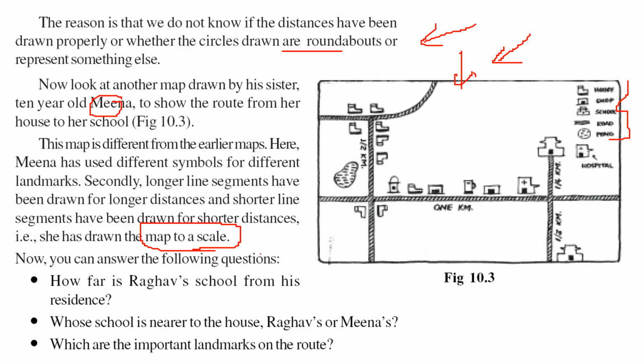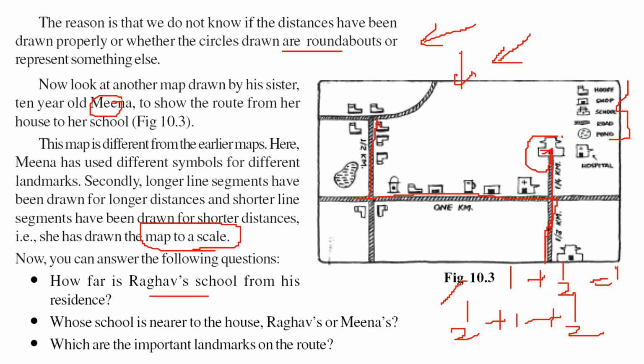Now you can say whose school is farther. You see, this is half a kilometer, this is 1 kilometer, and this is another half kilometer. So it goes half plus 1 plus half, so it is 2 kilometers. But when you want to reach Meena's school, this is half and 1, so 1 plus half, that is around 1.5 kilometers. Whose school is nearer? This much is the distance of Raghav's school, and Meena's school is nearer.